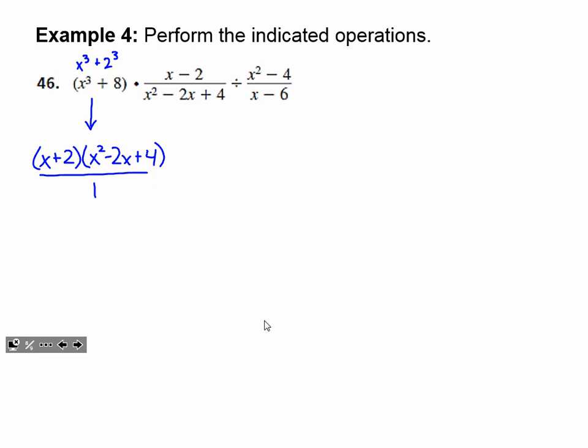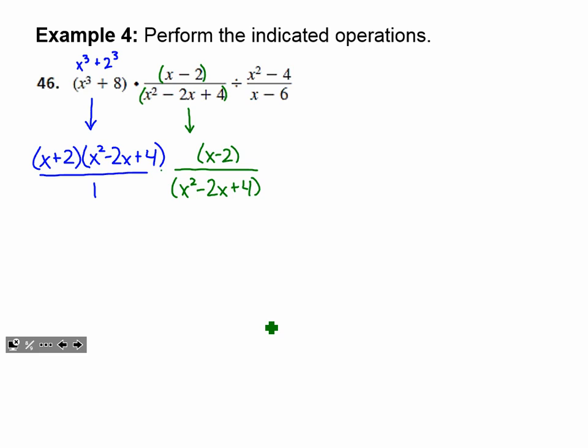Okay, I'm going to multiply that by this next fraction, which x minus 2 I cannot factor out at all. And the denominator, x squared minus 2x plus 4. What multiplies to be 4 and adds up to negative 2? And hopefully we think about that for a while and say, well, nothing. That is not factorable. So I'm just going to leave that as is.